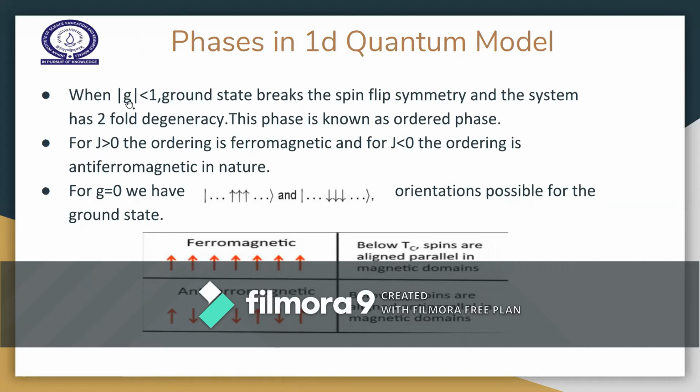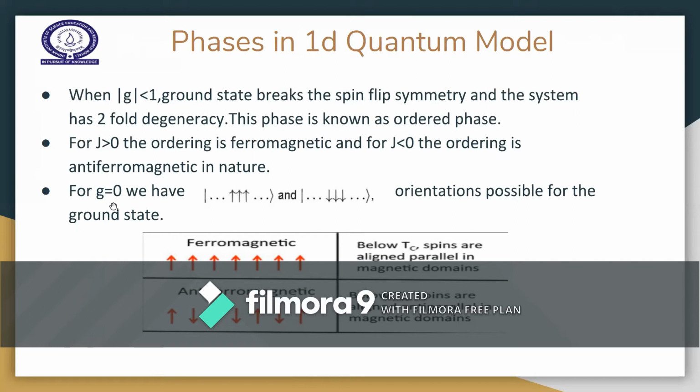So when |g| is less than 1, the ground state breaks the spin flip symmetry and the system has twofold degeneracy. This phase is known as the ordered phase. Now, after assigning this kind of phase, let's see the effect of J. For J greater than 0, in this ordered phase, the ordering is ferromagnetic, and for J less than 0, the ordering is antiferromagnetic in nature. Here is one example of this kind of phase.